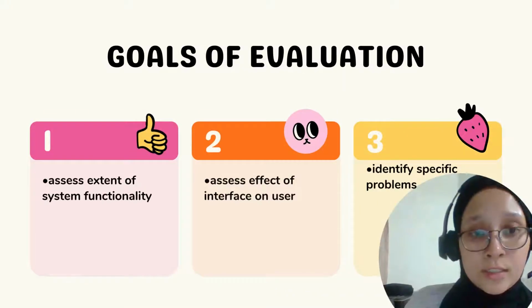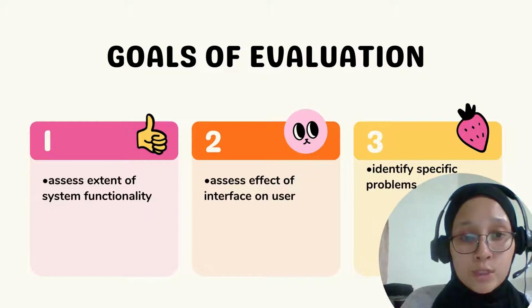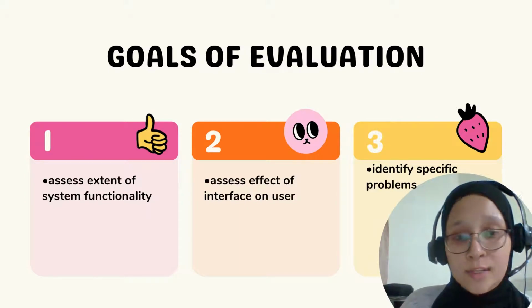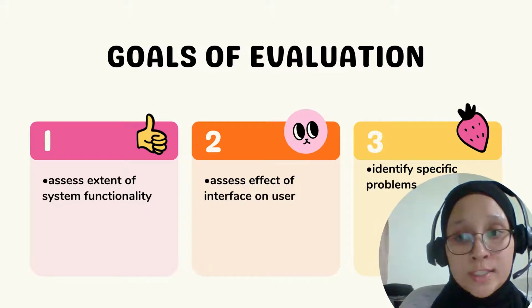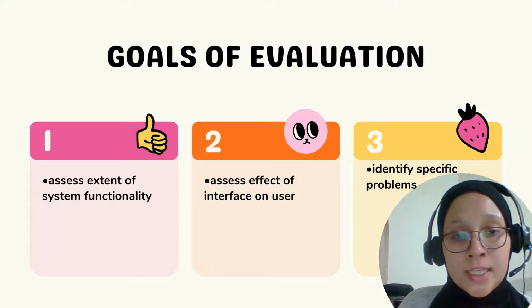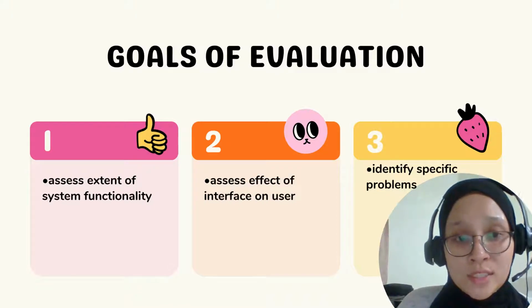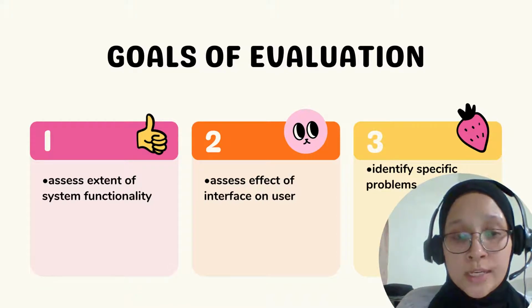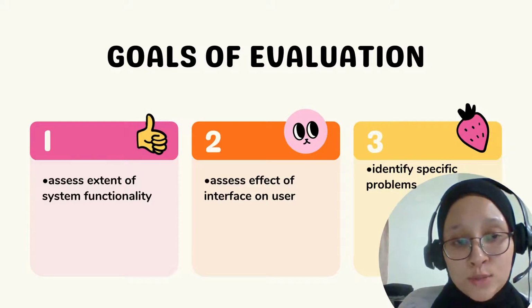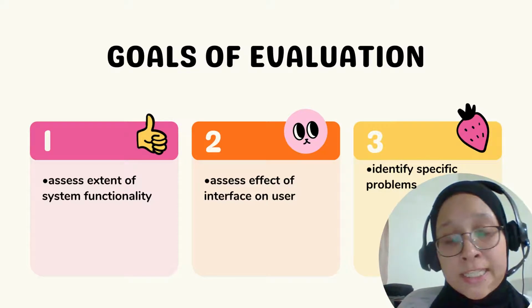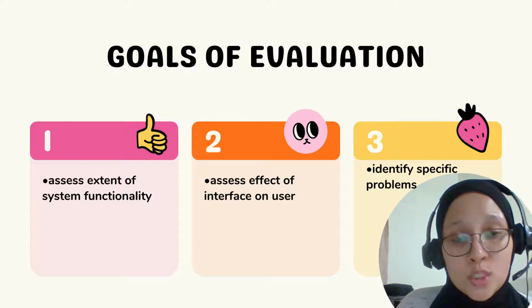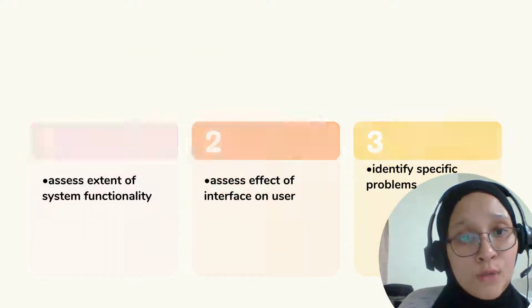Okay, seterusnya kita kena tahu kenapa kita buat evaluation. Kita mesti ada goal, a set of goal kenapa kita kena buat evaluation. So dalam HCI kita ada 3 set of goals of evaluation yang you guys kena tahulah. Okay, the first one is assess extent of system functionality. Yang kedua, assess effects of interface on user. Dan yang ketiga, kita kena identify specific problem. So 3 ini adalah goals of evaluation.